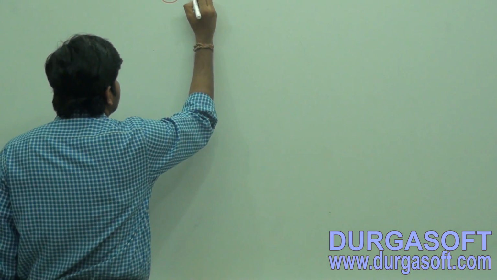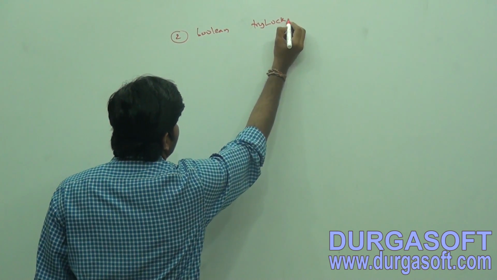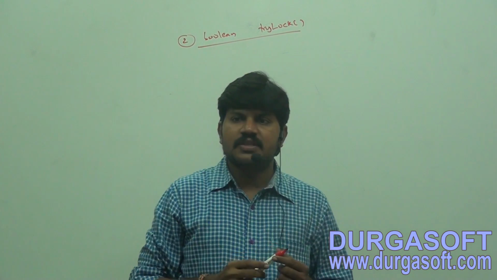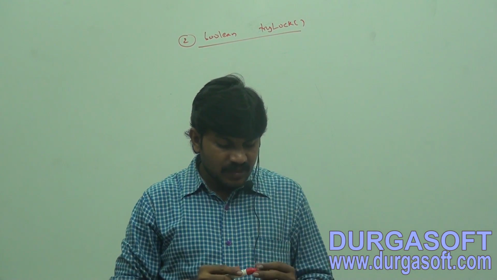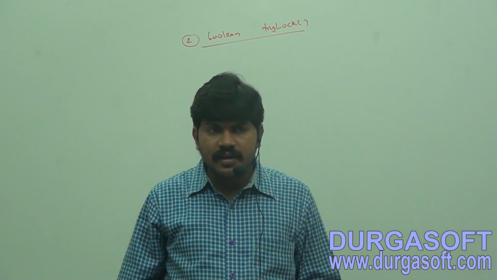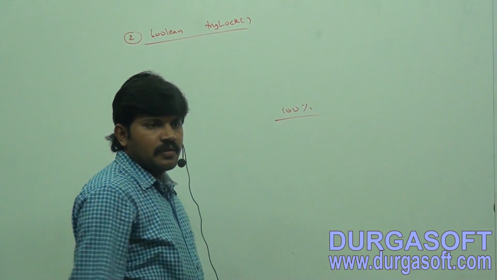Sir, boolean tryLock. Do you know boolean tryLock? Simple point. Sir, there are n number of people. Listen to this point very carefully. Out of 100 people, 100% of the people are there.